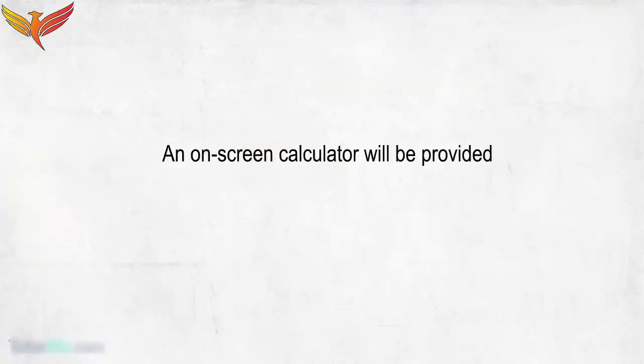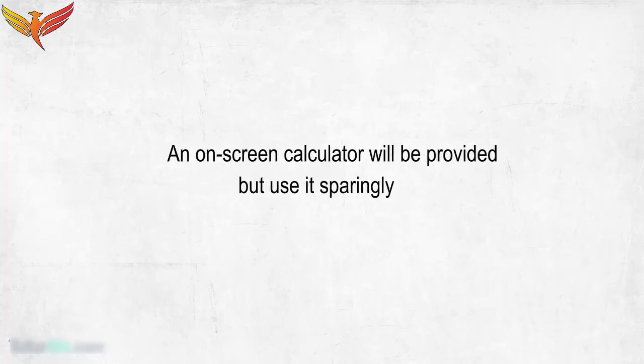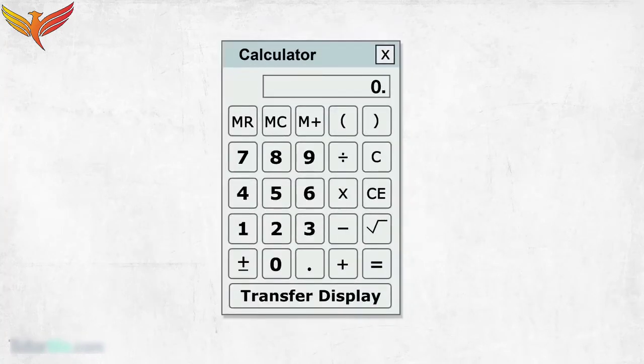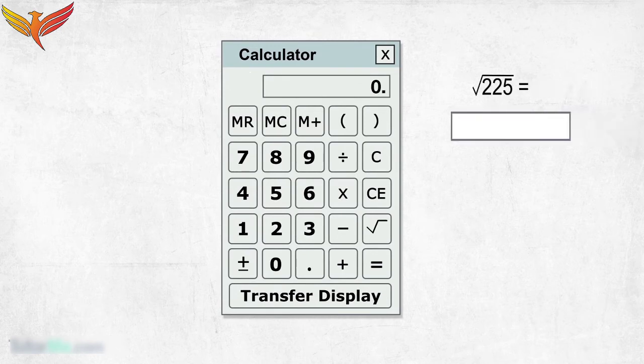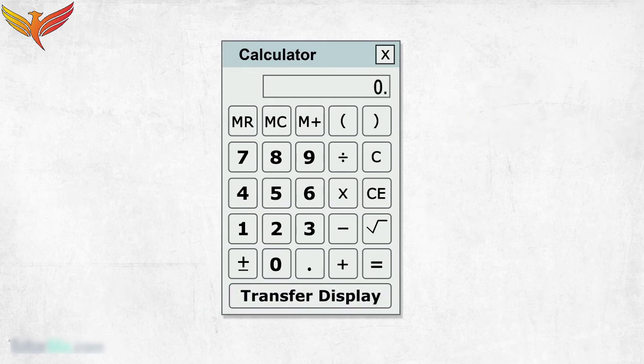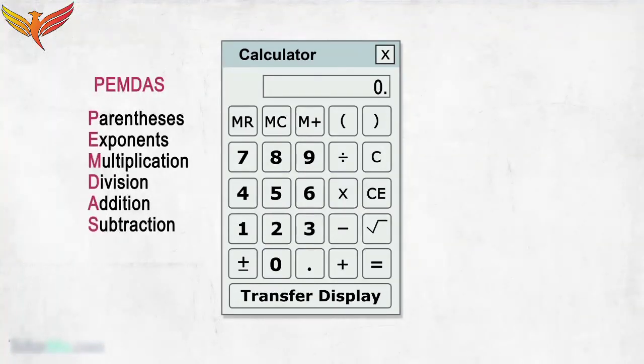An on-screen calculator is provided during the test, but use it sparingly. Here's what it looks like. As you can see, there's a limited number of basic functions available. One neat feature is that you can transfer a particular calculation from the calculator to the answer box by clicking the Transfer Display button. Note that the calculator uses the standard order of operations when performing multiple operations, so it does not necessarily perform operations from left to right. Remember your order of operations and PEMDAS. Check the order of operations lessons in the quantitative reasoning section.